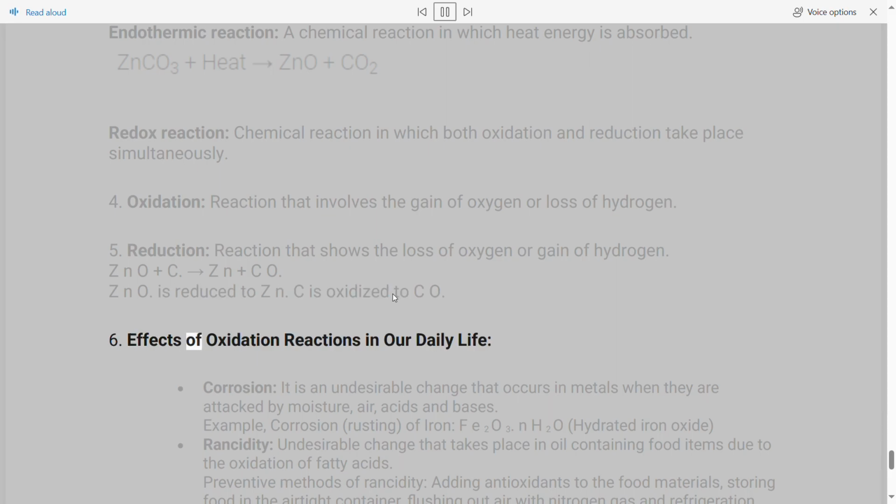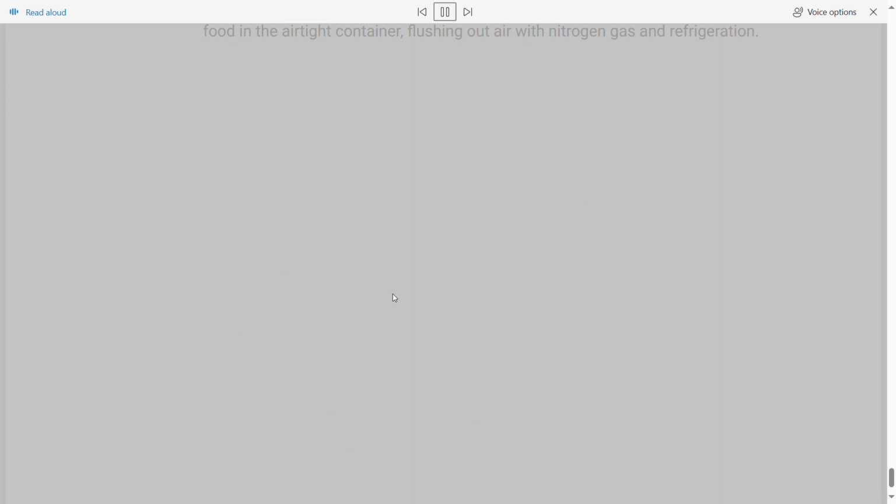6. Effects of oxidation reactions in our daily life. One, corrosion: it is an undesirable change that occurs in metals when they are attacked by moisture, air, acids and bases. Example, corrosion, rusting of iron, Fe2O3.xH2O, hydrated iron oxide. Two, rancidity: undesirable change that takes place in fat-containing food items due to the oxidation of fatty acids. Preventive methods of rancidity: adding antioxidants to the food materials, storing food in airtight containers, flushing out air with nitrogen gas, and refrigeration.